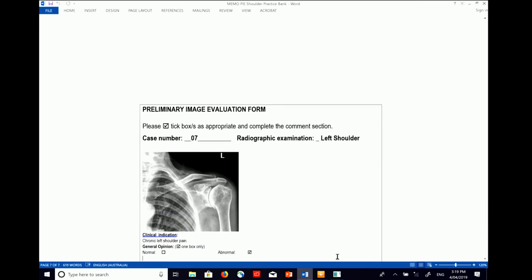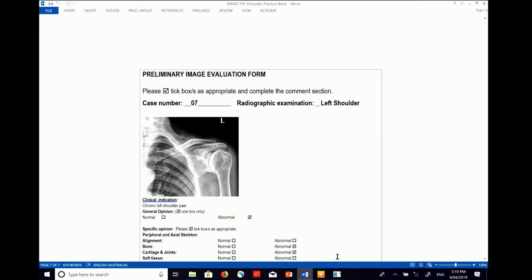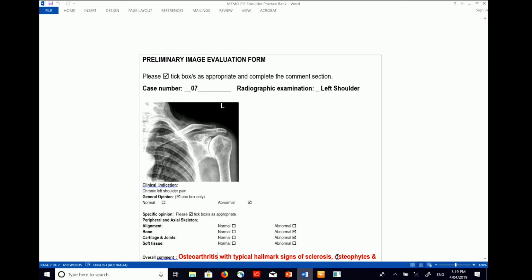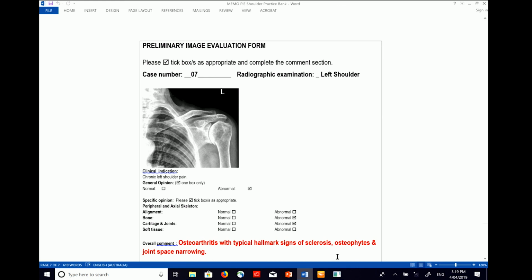So for this case then, it's abnormal. The bone is abnormal. The cartilage and joint is abnormal. So your overall comment is osteoarthritis with typical hallmark signs of sclerosis, osteophytes, and joint space narrowing.